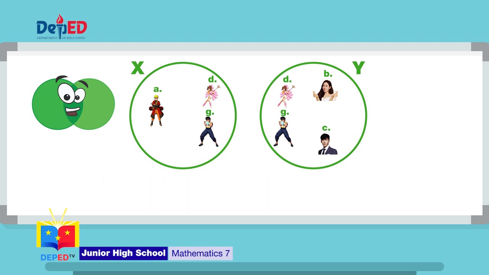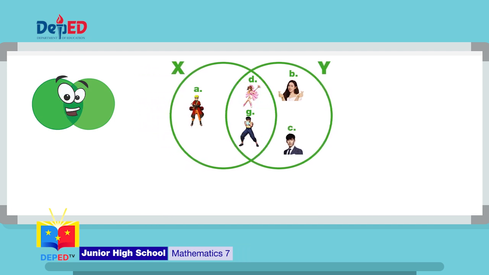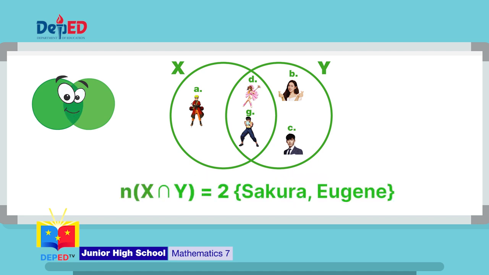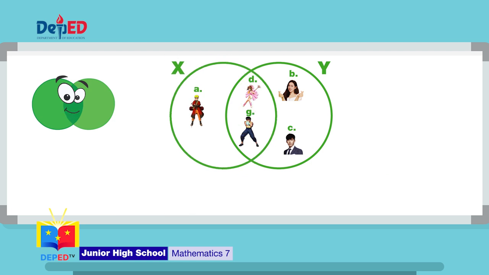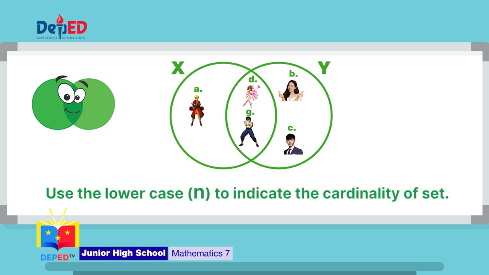How about the set of people who watch both of these genre of shows? We have to find the intersection of sets. Correct. And zooming into where the two circles overlap, we will find that person D and person G watch both types of shows. We can also see that the cardinality of set X or Y is 5, while the cardinality of X and Y is 2, since only persons D and G are found in both X and Y. That's right, Ben. You also need to use the lowercase n to indicate the number or cardinality of a set.